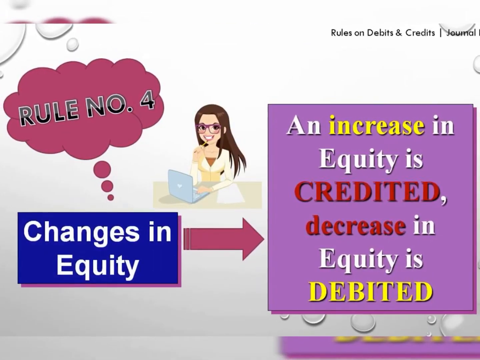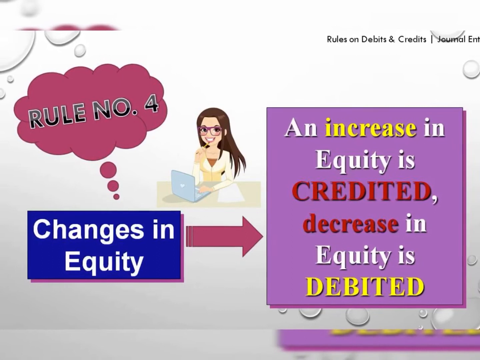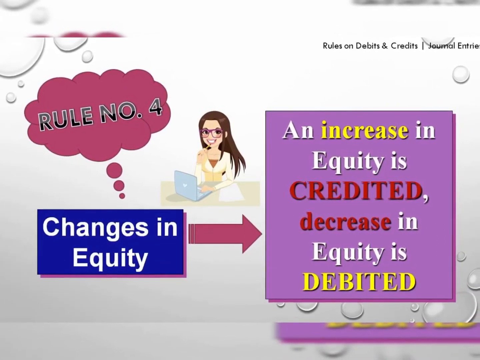Rule number 4: Changes in equity. An increase in equity is credited. Decrease in equity is debited.